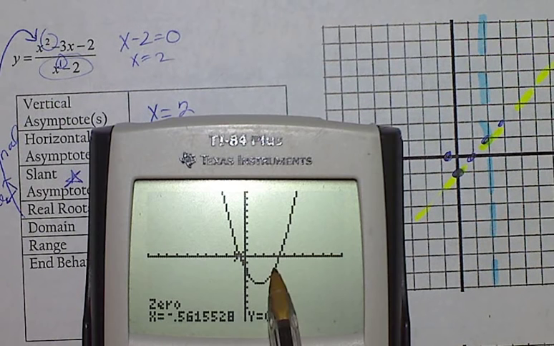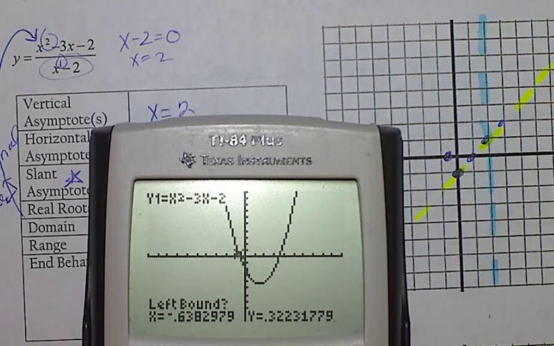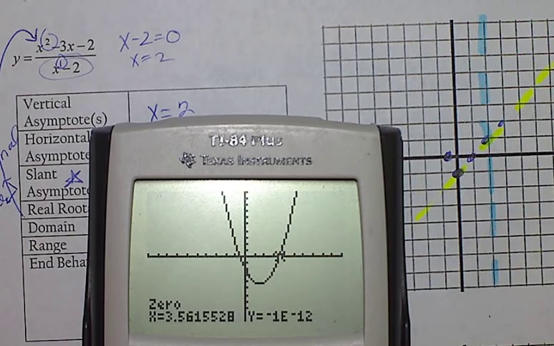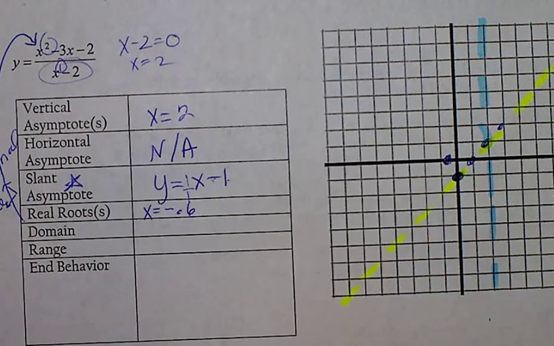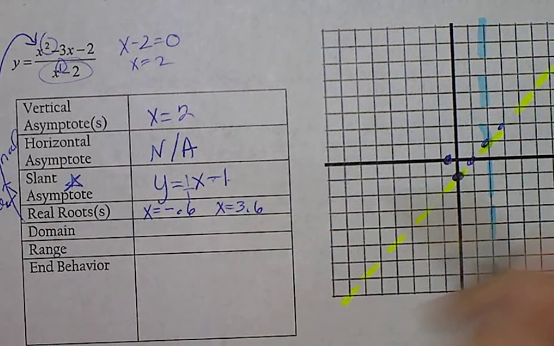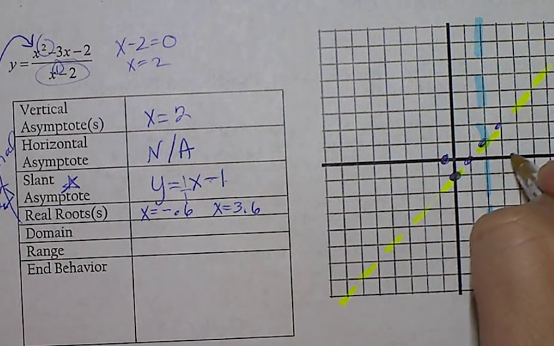Now let's find this one. Second, trace 0. Use the arrows. Left bound in this case is below. So anywhere below, press enter. Right bound is above. Press enter. Go back over the top of the x-axis and press enter. Please make sure to help your partner right now if you are struggling with this. And the other 0 is approximately 3.6. So 1, 2, 3, 3.6.